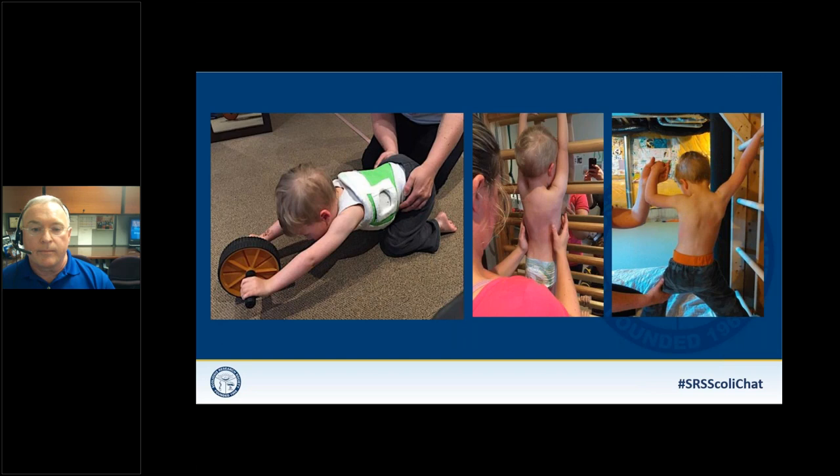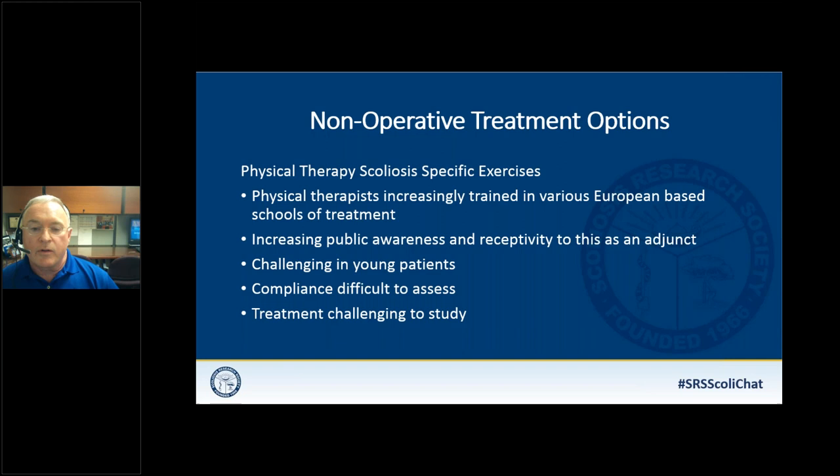A word on physical therapies and scoliosis-specific exercises. Well, this has been practiced in parts of Europe and Asia for generations. It's a relatively newer approach to treatment of scoliosis in North America and has been practiced in several centers across North America for the last generation. Most of the therapists are trained in various European-based schools of treatment, and I think fueled in part by an increasing public awareness and receptivity to this, it's becoming an adjunct of care. And I think many families do find that the insight that well-trained and credentialed therapists bring to the treatment plan is quite reassuring. It can be, of course, quite challenging in young patients because of compliance and interest.